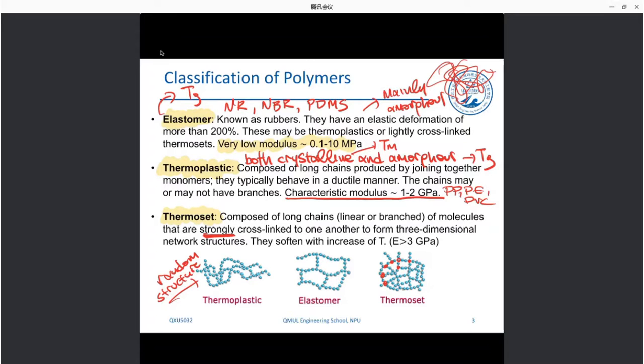Thermosets also show very, very low crystallinities, so they are mainly amorphous as well. So they usually don't have a melting point. So they have a glass transition. So if they have a glass transition, they just soften above the glass transition, but they don't melt. Okay, and in this case, the modulus of thermosets is 3 gigapascals and over. Some characteristic thermosets obviously are epoxies, okay? Epoxy resins, the way we call them, okay?